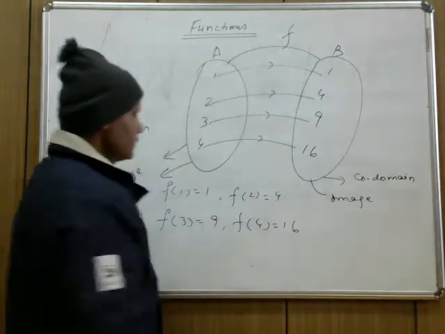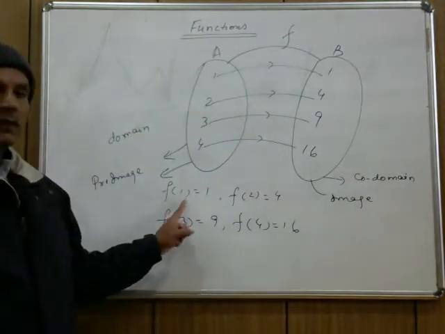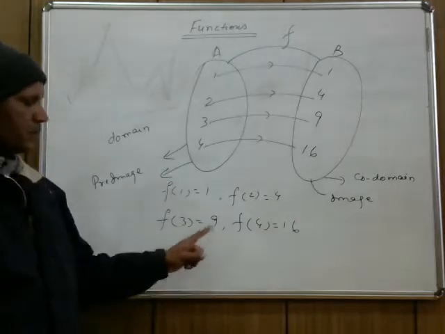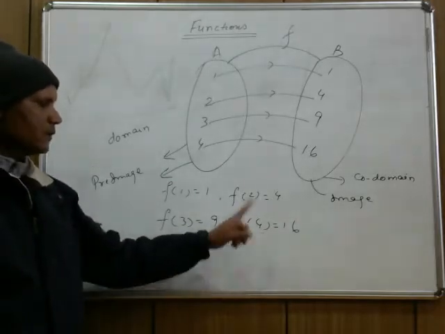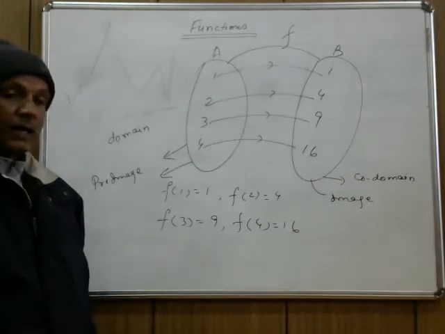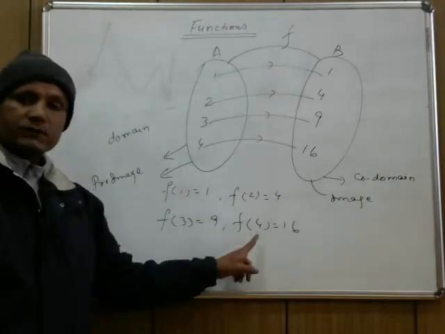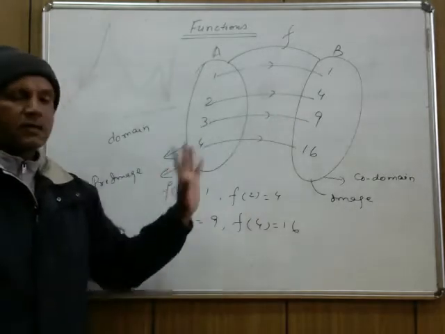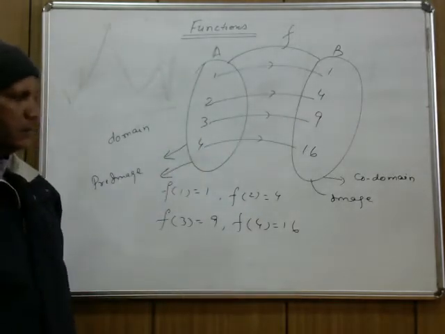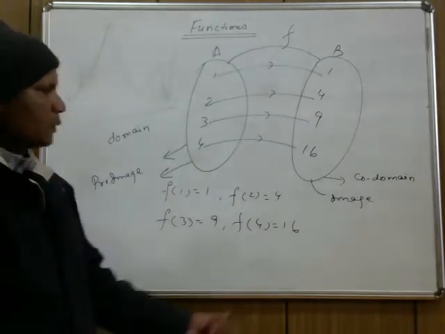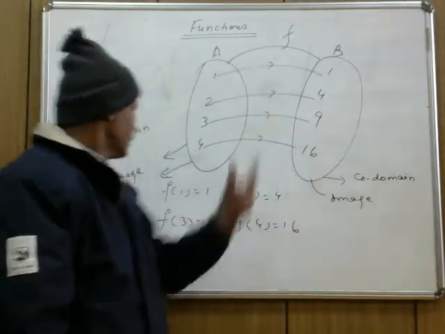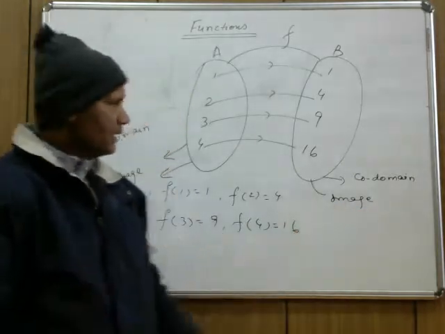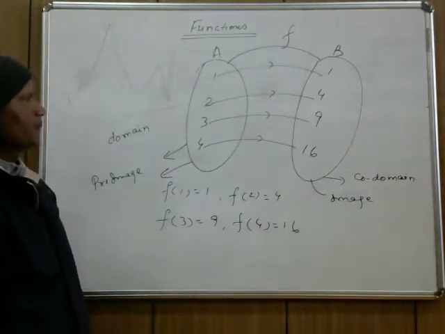In both ways, F image of 1 is 1, F image of 2 is 4, F image of 3 is 9, F image of 4 is 16, and the pre-image of 16 is 4, pre-image of 4 is 2, pre-image of 9 is 3, like that, right? Codomain, domain, pre-image and image, please remember these terms.